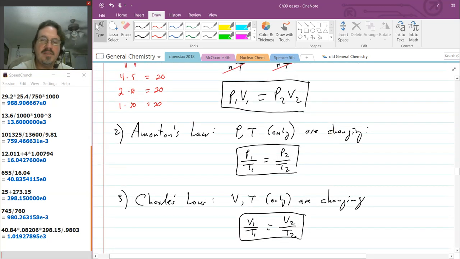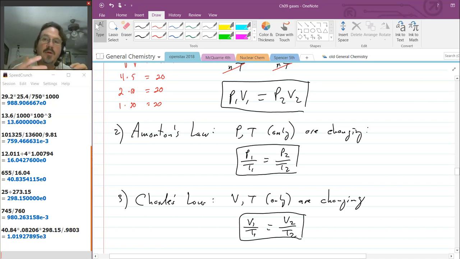What if the only things I allow to change are pressure and temperature? So this would be like the case where I take my gas sample and put it in an enclosed steel box that doesn't expand or contract. It's just locked in. That volume is the same, doesn't change, right? But I allow temperature to change and I allow pressure to change. So in other words, I take that steel box, I put a flame underneath it, I increase the temperature.